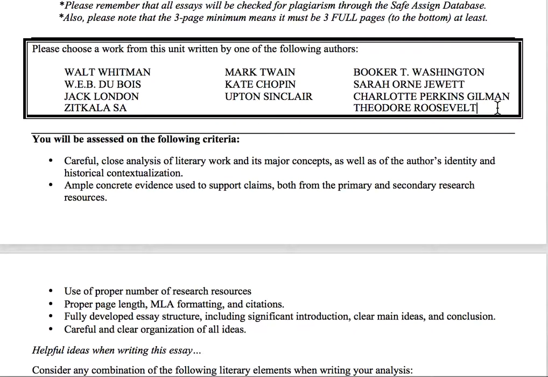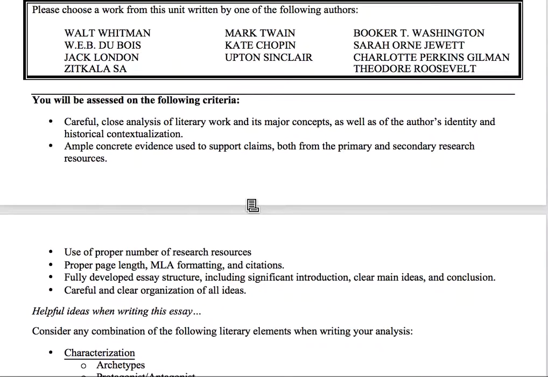So here are all the authors that you have read in this unit. You may choose from any of these. It does need to be one of the works from these authors that you read in the class. It can't be a work that you didn't read for this class, unfortunately, just because I need to keep these kind of in line with one another.